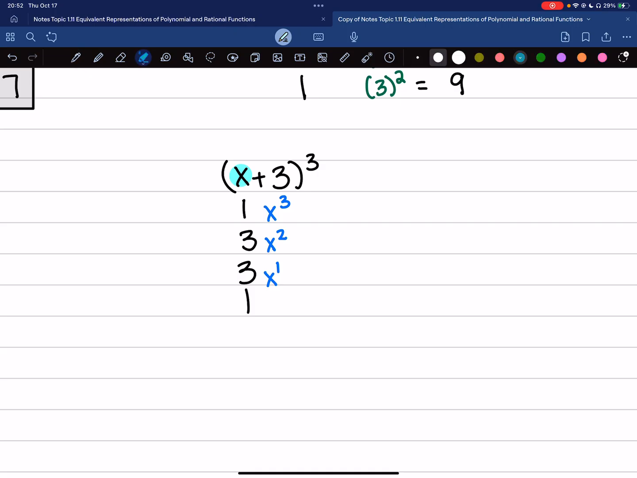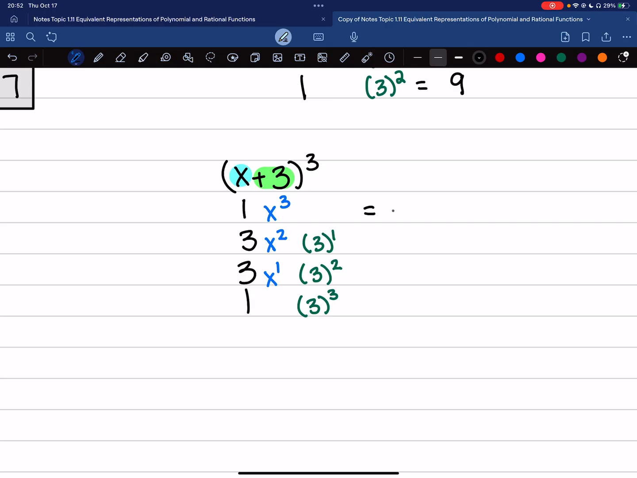Then you take the second term, which is a positive 3, and you work in the opposite order. So I like to start at the bottom and work my way up. But if you want to start with no 3, 3 to the first, 3 to the second, 3 to the third, that's fine. So again, now we just multiply this out.